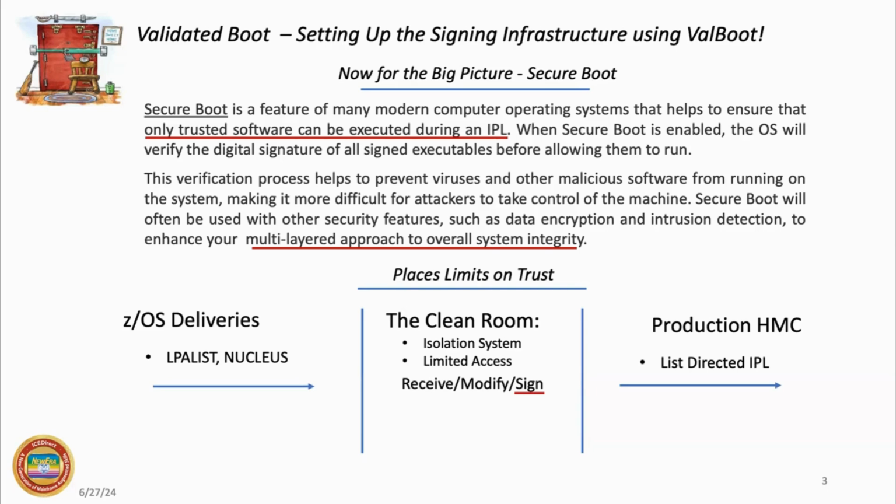So we have three elements then in this structure at this big picture level. We have the supply chain. This is the series of linkages and events that ultimately result in the z/OS deliveries that you receive. We have a process of signing, which we're going to refer to as validated boot. And then we have output from that signing process, which is sent to the HMC to perform a list-directed IPL, which is sometimes referred to as a secure boot.